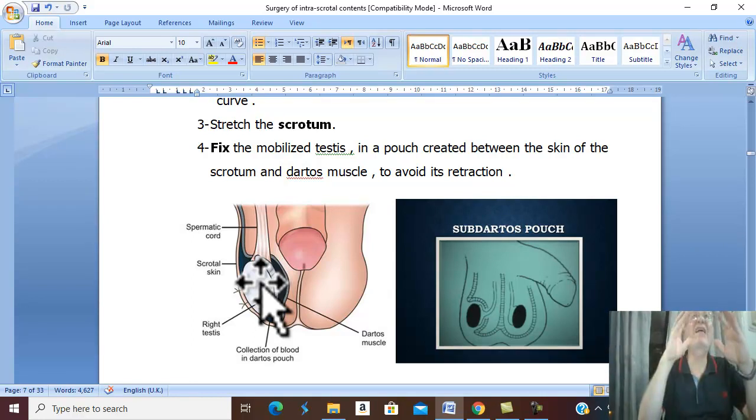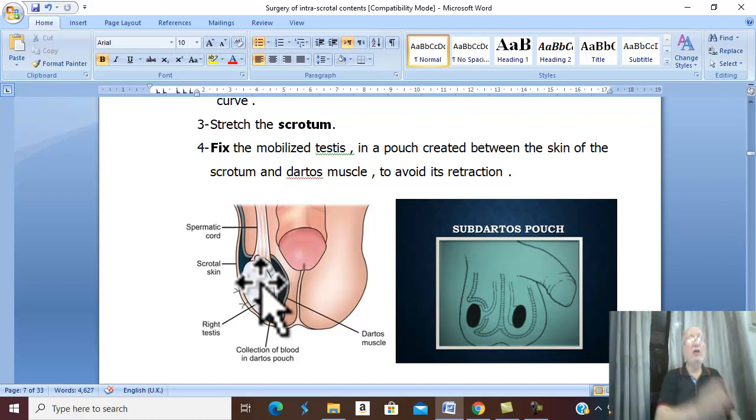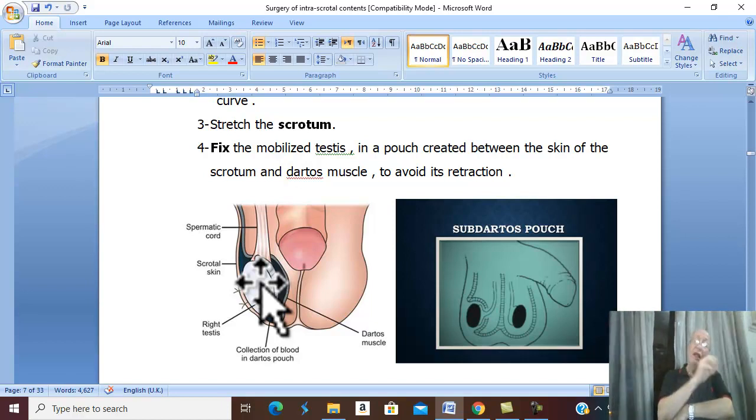But if it is high, impalpable, abdominal testis, this is very difficult. The golden standard is laparoscopic treatment. This is the most important nowadays. Rarely nowadays open orchidopexy, but here there is difficulty to reach the bottom of the scrotum. It is very difficult during operation to dissect the testis to reach the bottom of the scrotum.